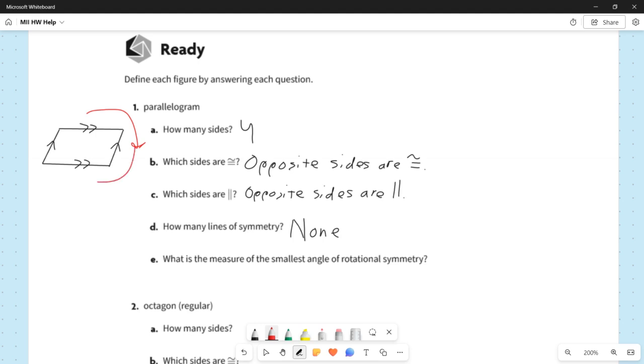But if I go another 90 for a total of 180, then this parallelogram, if you rotate it 180 degrees, is going to look more or less identical. The only thing different would be the labeling of vertices and things like that. But if you take away the labeling, it would actually look identical. So the measure of the smallest angle of rotational symmetry is 180 degrees. If you rotate it by anything less than that, it's not going to look the way it did when you started. But if you do rotate it 180, it will look identical.